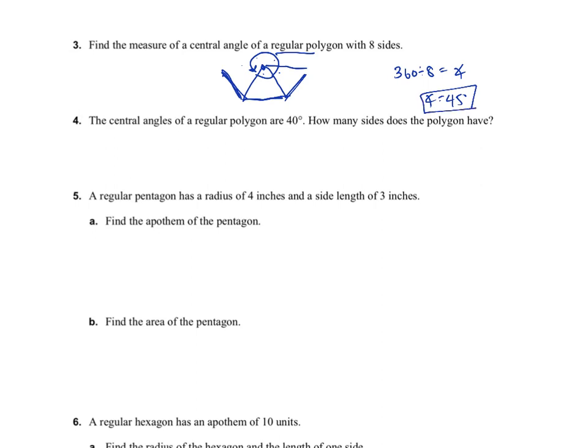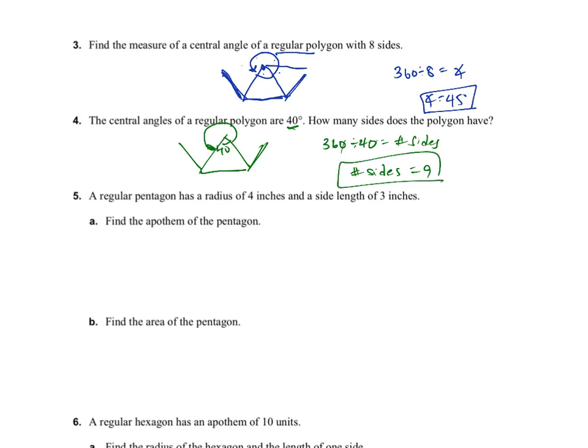All right, next problem. It says the central angles of a regular polygon are 40. How many sides does the polygon have? So it's similar to this. If this central angle is 40 degrees, and I know that all the way around is 360, this time we'll say 360 divided by the 40 is going to be the number of sides. And that comes out to be 9. All right. Moving right along, let's see what we got next.